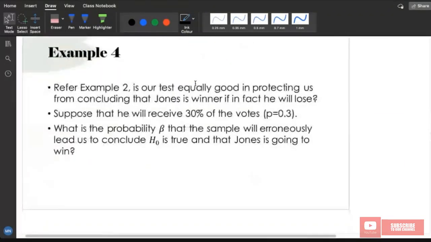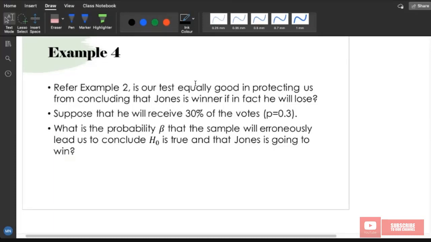Now, refer to example number 2. Is our test equally good at protecting us from concluding that Jones is the winner, when in fact he will lose the poll? Suppose that he will receive 30% of the votes, which is P equal to 0.3, right? Instead of 0.5, he will get 0.3, 30%. So what is the probability of beta, the probability of type 2 error, that the sample will erroneously lead us to conclude the null hypothesis is true, that Jones is going to win?